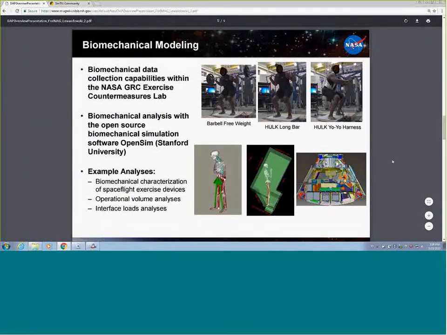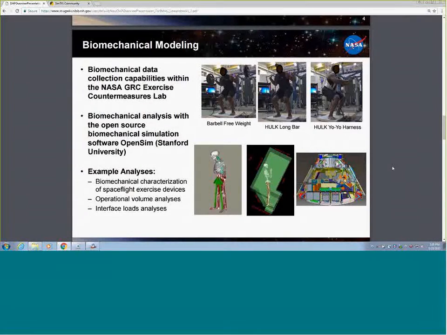So for our musculoskeletal modeling, we have biomechanical data collection capabilities. We use biomechanical modeling software with that data. We use that information to characterize spaceflight exercise. And some of the recent projects that we've had were to look at the volume that exercise takes up and to determine if exercise was going to fit within the new Orion capsule.